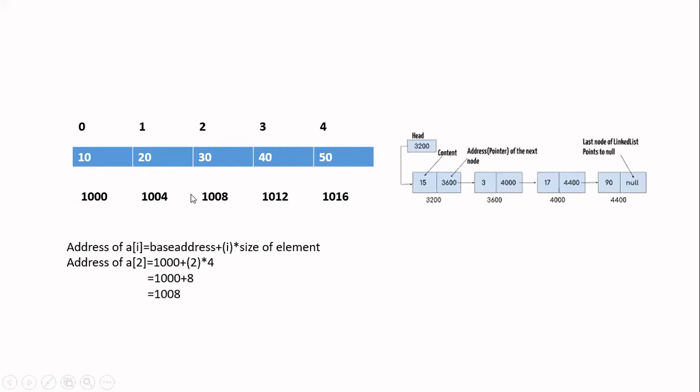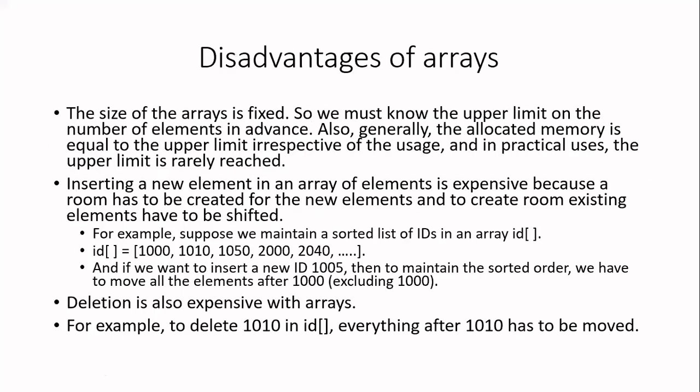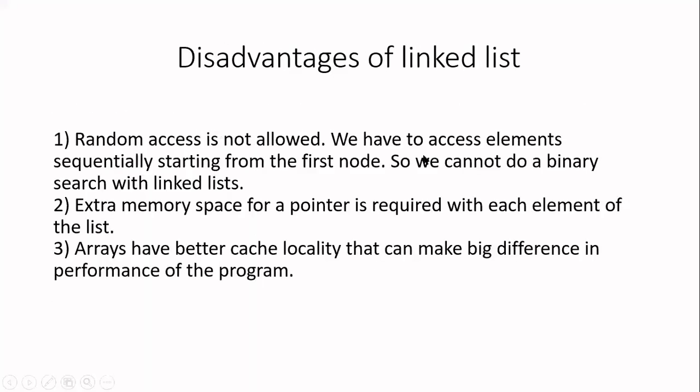Whereas here, only 4 multiplied by 4, 16, that's all. Whereas in this case, you have to store the address also in every node. Address of the next node, you have to store in every node. So that is going to occupy more memory. That is another drawback of linked list. Extra memory space is required for pointers. Without the pointers, you cannot access the next node. So without pointer, you can't implement linked list. So that is the second drawback.